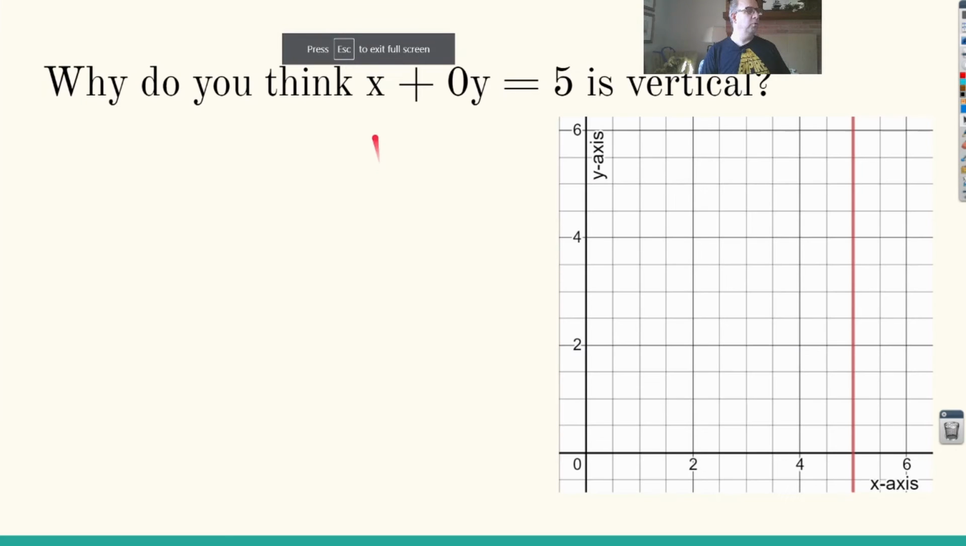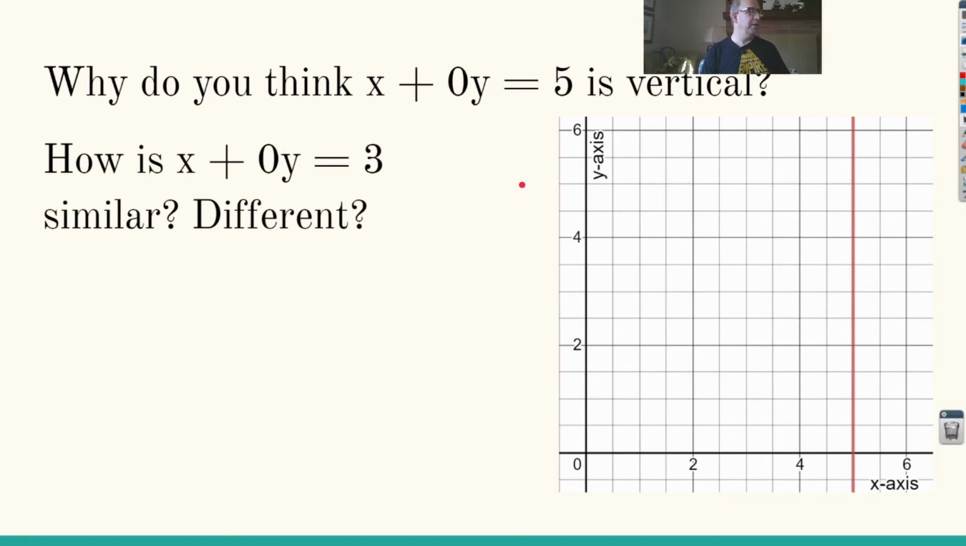So x plus 0y equals 5 is vertical. Why do you think it's vertical? I already explained that to you. Is x plus 0y equals 3 similar or different? 0 times y is going to be 0, so that's not going to be there. So this is going to be x equals 3.